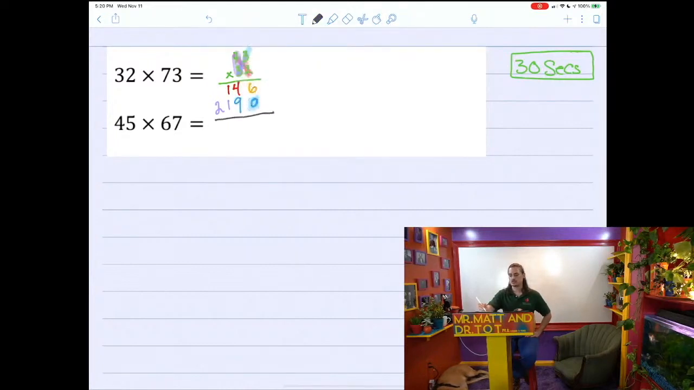6 plus 0 is 6. 4 plus 9 is 13, so I keep the 3, regroup the 1 over. 1 plus 1 is 2, plus another one is 3, carry down the 2. So the answer here is going to be 2,336.